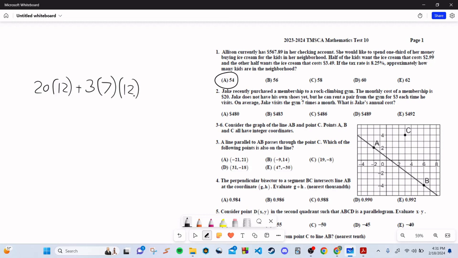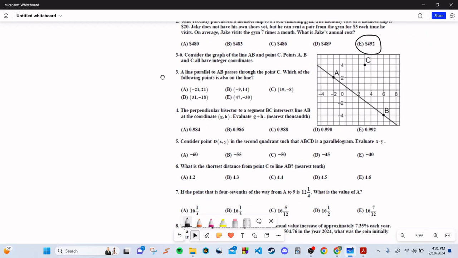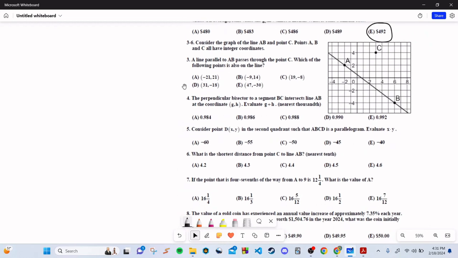So then we're just gonna add these products together. And we get 492. So that's his annual cost. All right, so now we got a graph question. So this one's going to be for the next 4 questions.